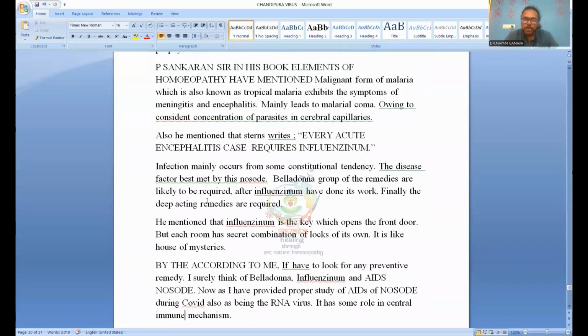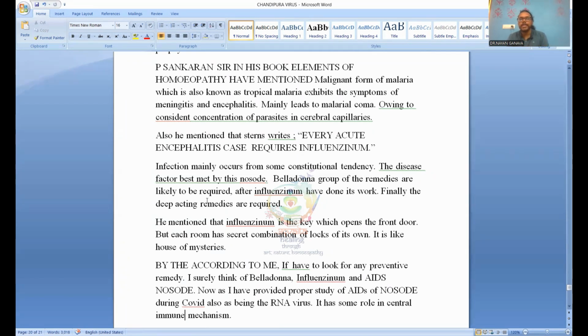Infection mainly occurs from some constitutional tendency. The disease factor is best met by this nosode. Belladonna group of remedies are likely to be required. See, as I have written in the first line, solanaceae can be the most important remedy, right? That is what is written by P. Shankaran sir also. Belladonna group of remedies are likely to be required after influenzinum has done its work.